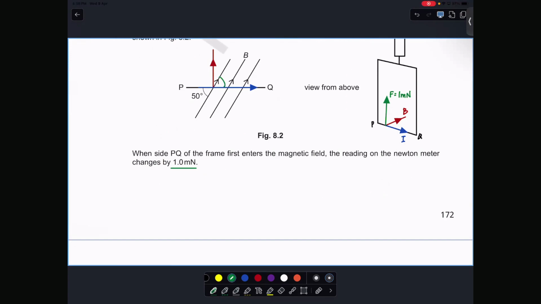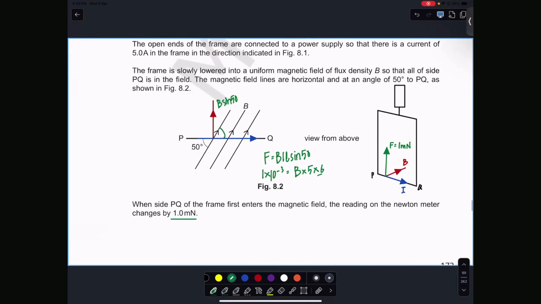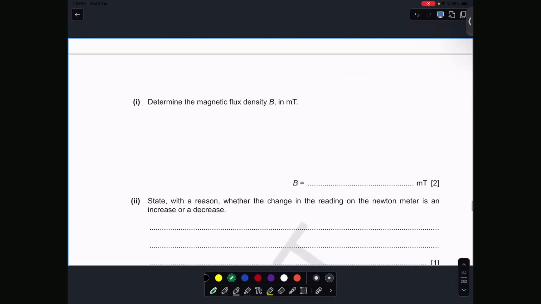এটা 50 হলে এটা 50, তাহলে এটা B sin 50, so F equals to BIL sin 50. F টা কত? 1 into 10 to the power minus 3, B টা unknown, কারেন্ট হচ্ছে 5, into length of this segment is how much? 6 centimeters. So 6 divided by 100 into sine 50. এটা করলে আসে, I think, right? So কত আসে এটা? 4.4.